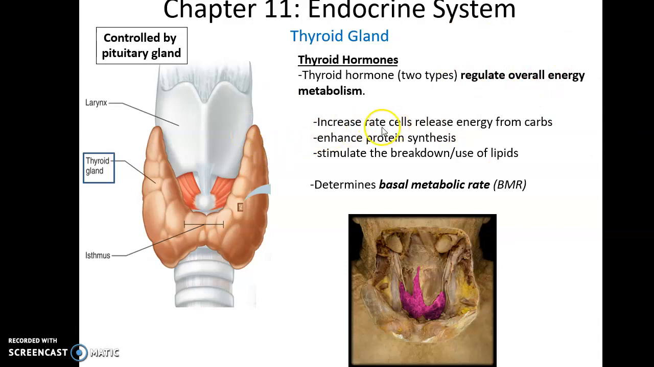So it increases the rate cells release energy from carbs, speeds up the burning of carbs to produce energy. It enhances protein synthesis, so more protein products get produced. It also stimulates the breakdown and use of lipids, of fats. That, of course, determines the basal metabolic rate, the overall speed of the body systems.